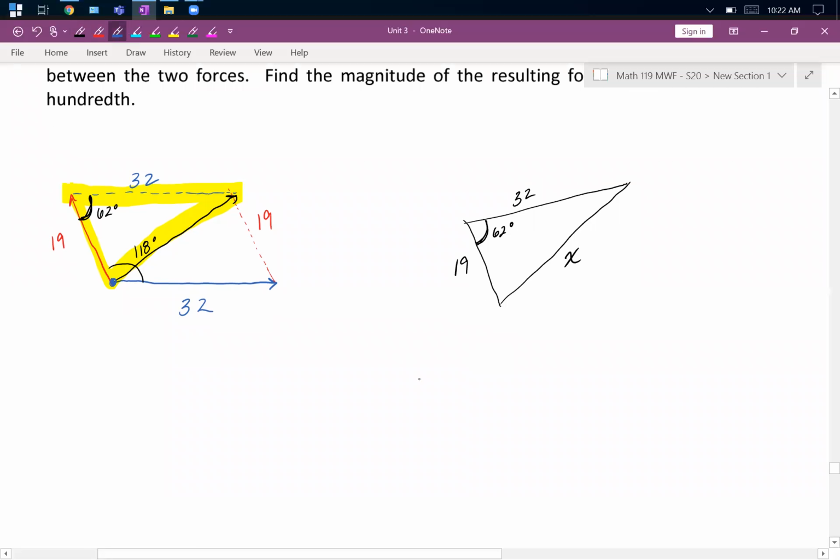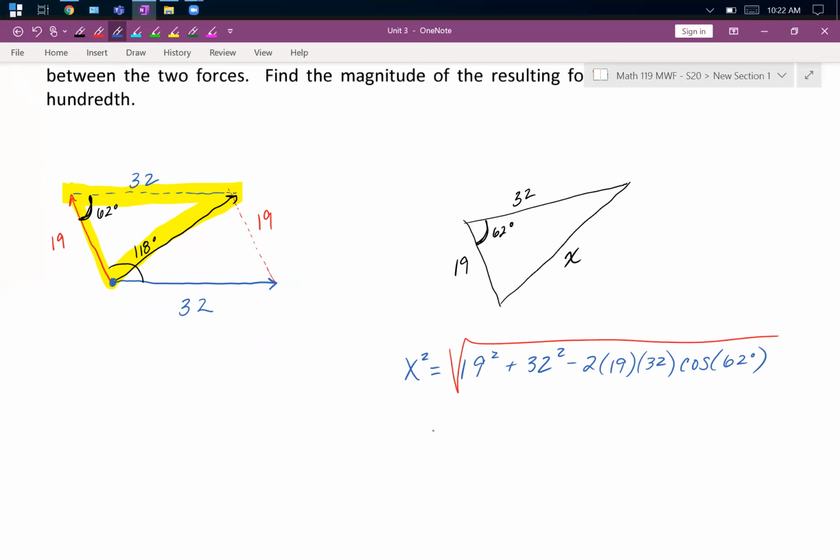Law of cosines says that x squared is going to be equal to 19 squared plus 32 squared minus 2 times 19 times 32 times cosine of 62 degrees. And as always, I would just put that whole thing in my calculator once, and then round to the nearest hundredth. So if somebody could pop that in their calculator, that'd be great.